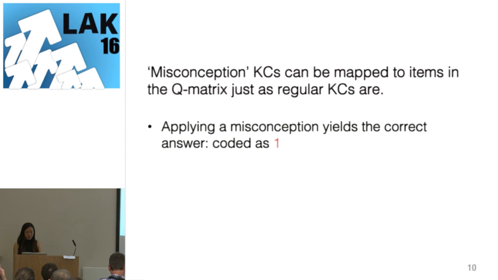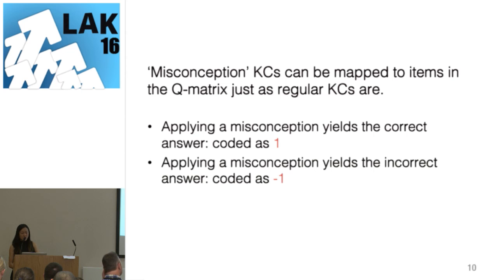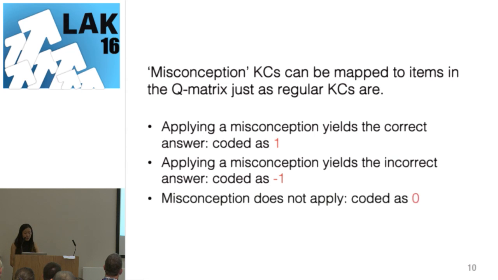So we propose to extend KC modeling to accommodate misconception-like KCs by mapping them to problem steps on which they could apply, but to use -1 in addition to 1 and 0 coding. So a misconception would get coded as a 1 for problem steps in which applying it gives you the correct answer, but for the wrong reason. And it would get coded as a -1 anytime it would yield an incorrect answer. And then just as with normal KC modeling, any problem steps on which it doesn't apply would just get coded as 0.